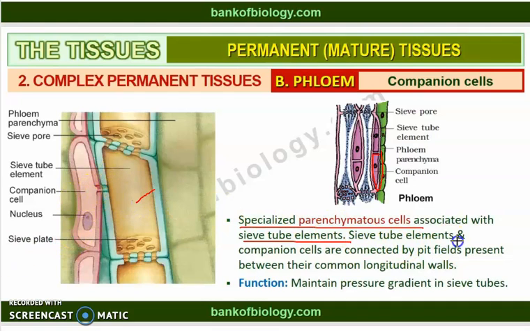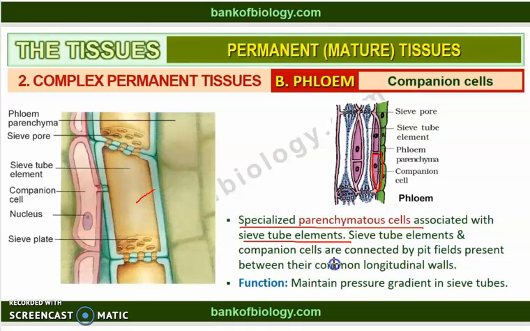And sieve tube elements and companion cells are connected by pit fields present between their common longitudinal wall. Okay, so how are the sieve tube element and the companion cells connected? So we told that they both are arranged near each other and they are connected to each other, right?